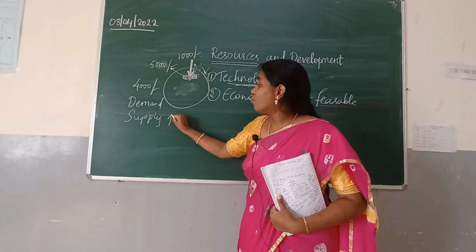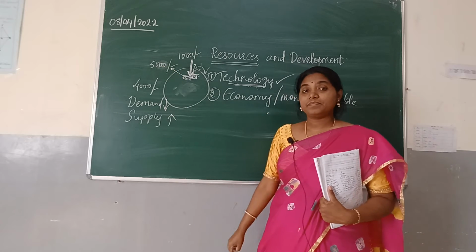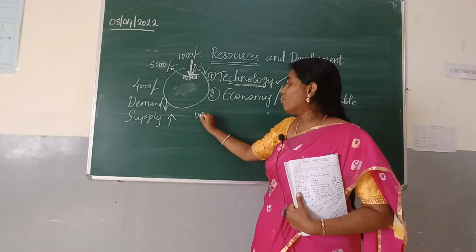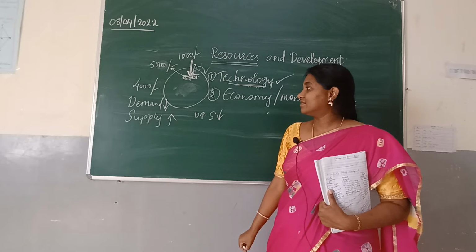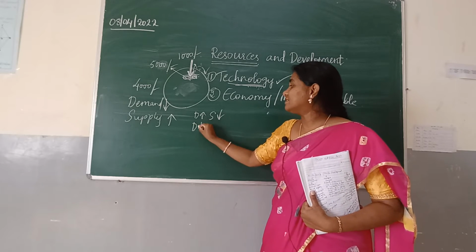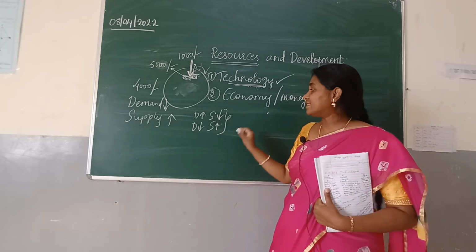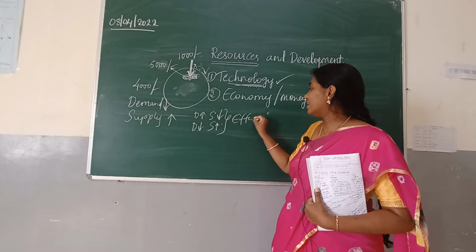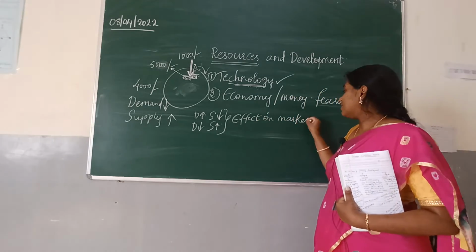Maybe the supply is more and demand is less because of this high price. So demand is more and supply is less, or demand is less or supply is more. In both these cases there will be an effect on the market.